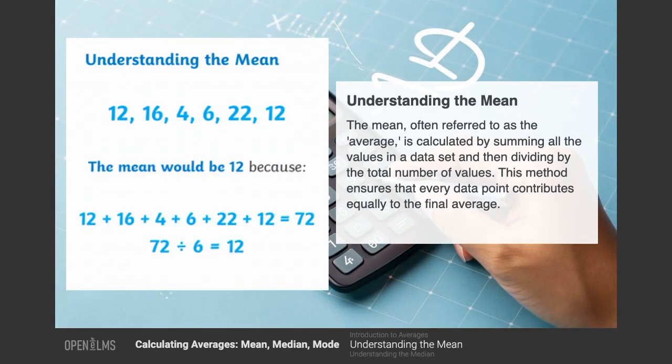Understanding the mean. The mean, often referred to as the average, is calculated by summing all the values in a dataset and then dividing by the total number of values. This method ensures that every data point contributes equally to the final average.